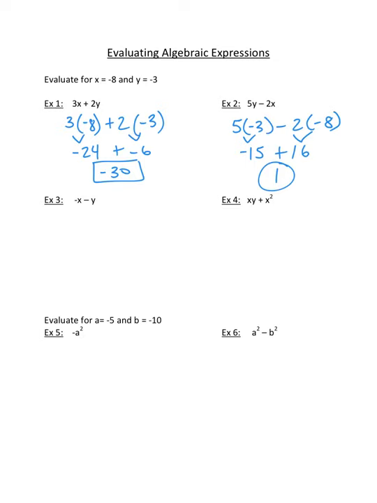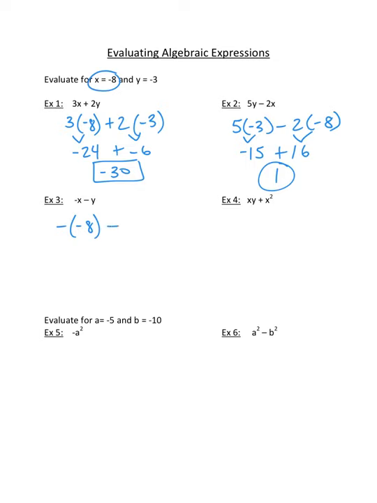Okay, in example 3, it says negative x, but x is a negative. It's negative 8. So for these examples, the negative that's in front of the x goes outside of parentheses, and then you put x in the parentheses as negative 8. So you end up with 2 negatives.